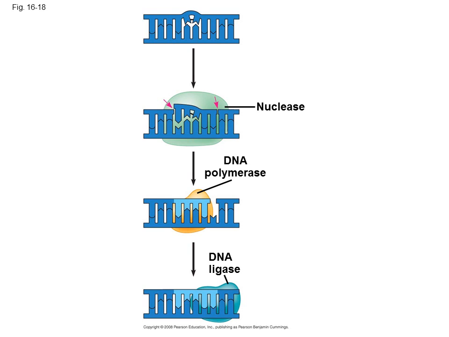So nuclease comes in, it cuts out that section that's damaged, and then using the other side of the double helix as a template, DNA polymerase can pop in the nucleotides that belong there, and then ligase once again glues the new sections together so that now we have a fixed section of double-stranded DNA.